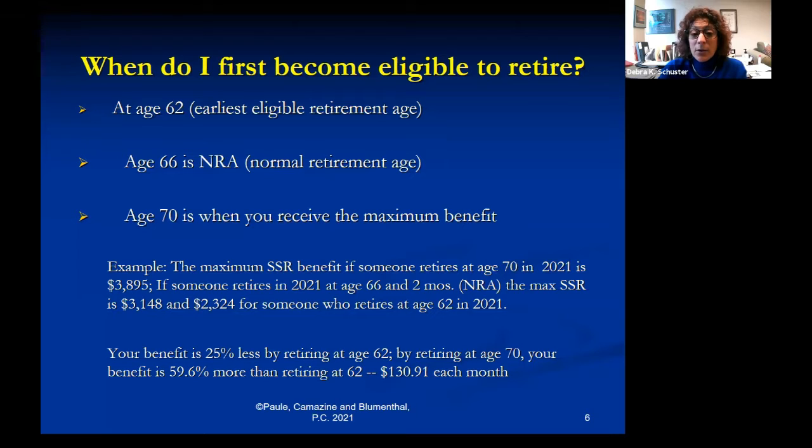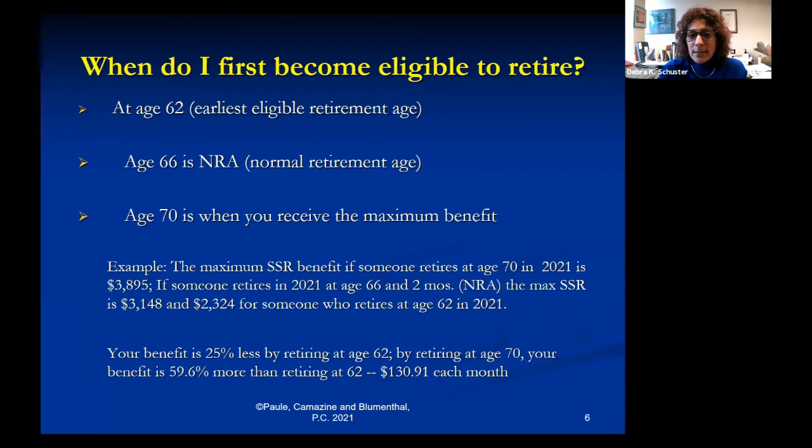If somebody retires at age 66 and 2 months, which is the normal retirement age in 2021, the maximum Social Security retirement benefit is $3,148. And if someone retires at age 62 this year, their benefit will be $2,324. So you see that over that 8-year span from age 62 to 70, there is a fairly significant variation in the amount of Social Security someone can collect.